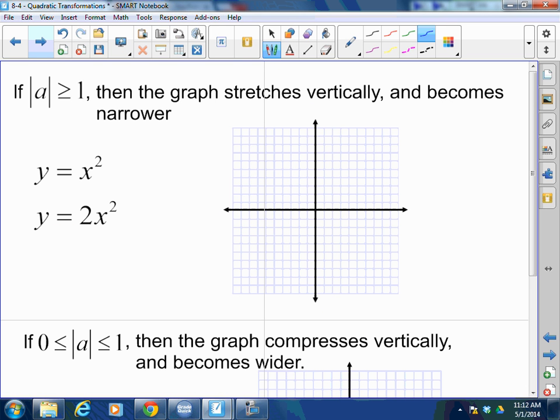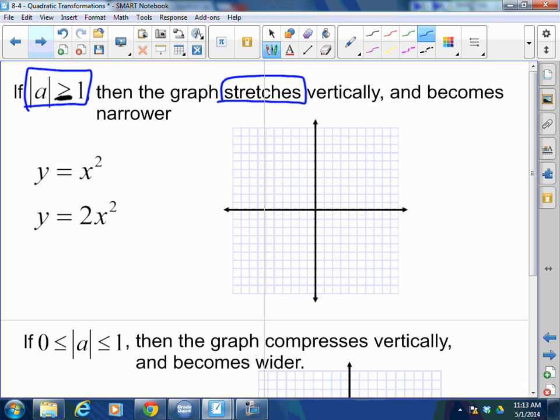Next, still with the A, there's something else that the A tells you. The A is very, very powerful. If the A is greater than 1, the absolute value, it does not matter if it's negative or positive. If it's negative, you know it's pointing down. If it's positive, you know it's pointing up. But if you take the absolute value of that A, if the absolute value of A is greater than 1, then the graph stretches. And I'm sorry, it's not greater than or equal to, it's just greater than.